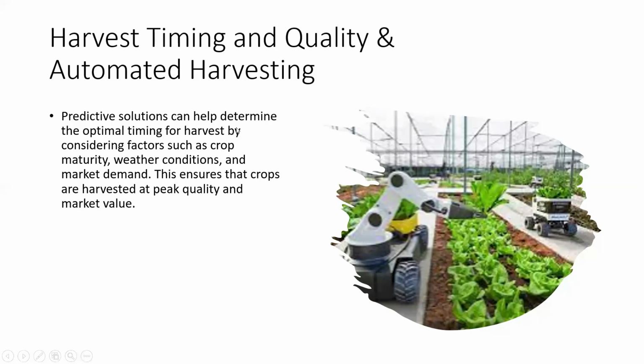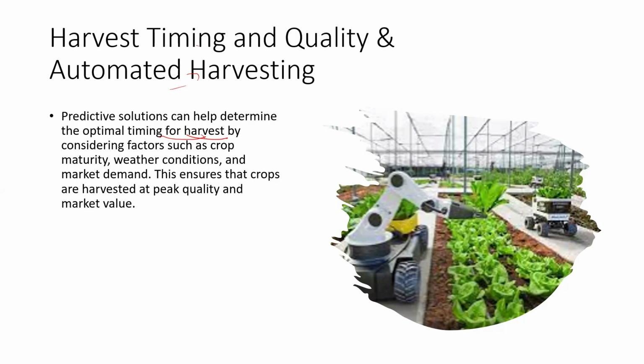So in this sense, we say predictive solutions can help determine the optimal timing for harvest. So what is the best time to harvest? Usually we depend on the experience of farmers. These are human beings, you know. They say, okay, I think this is time to harvest. Why don't we take advantage of the available data? Data will precisely be able to predict for you that a plant with this kind of characteristics is due for harvest on such a date.